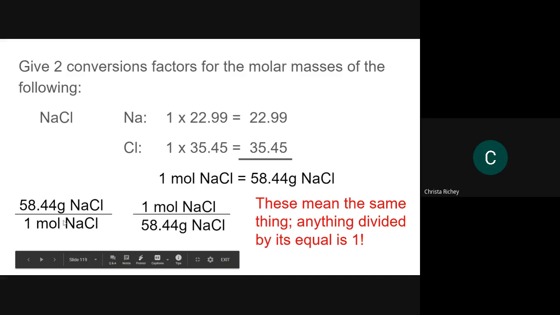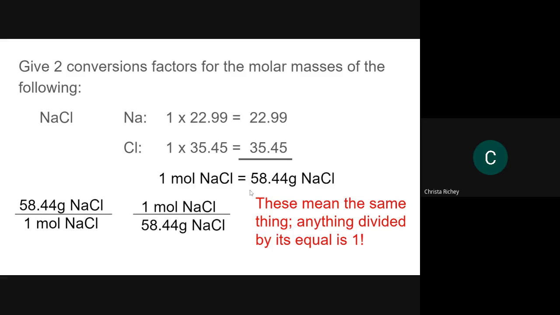This is why I say putting the unit in the right spot is more important. You come back and fill in the numbers, because in this case, the mole would get a 1, no matter if it's top or bottom, and the gram would get 58.44, no matter if it's top or bottom.